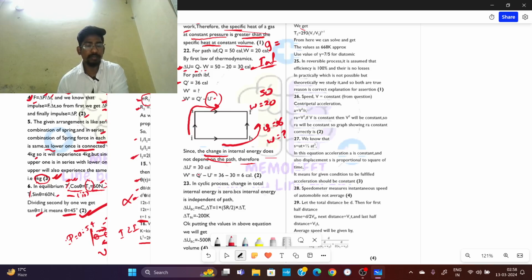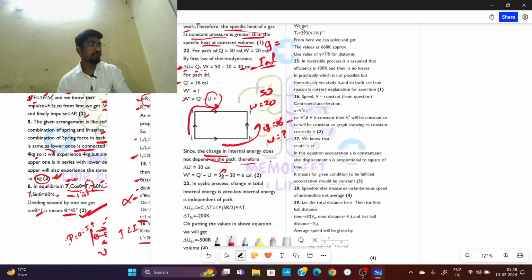So W dash is nothing but Q dash minus U dash. The Q of the IBF path was 36, and U was 30, which we calculated earlier. So therefore we can say W is nothing but 36 minus 30, that is 6 calorie. Okay. Now moving on to the next question.